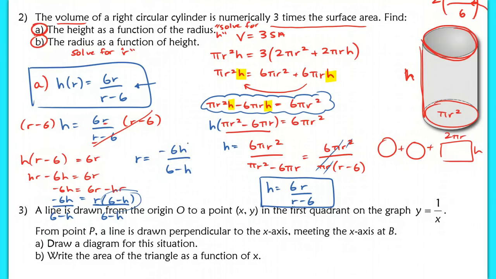So if I want to write that in function notation, this is the radius in terms of h is equal to -6h over 6 - h.